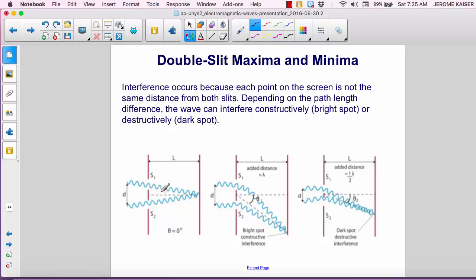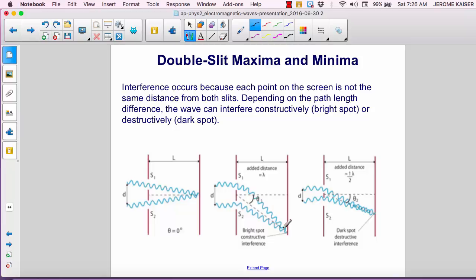In the first case, on the left, we have two waves going through two slits and traveling exactly the same distance to the screen. Consequently, the number of wavelengths that it will take for each wave to get from the slits to the screen is identical. They will be in phase, they will constructively interfere, and we'll get a bright spot. In the second case, in the middle, we have the two waves traveling at an angle theta with respect to the normal to the screens.